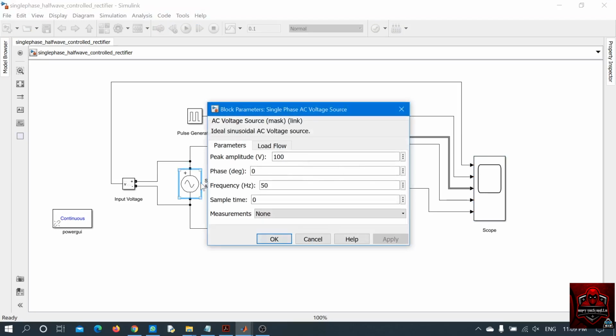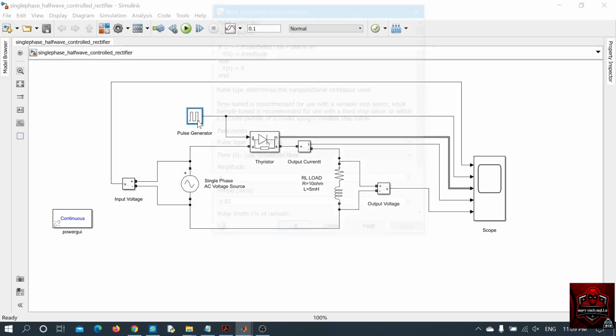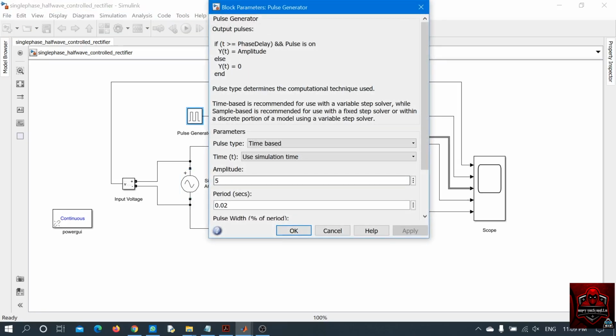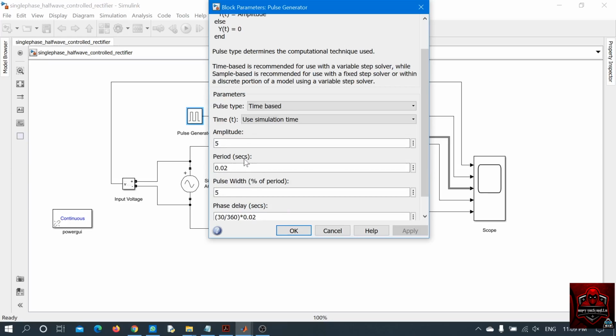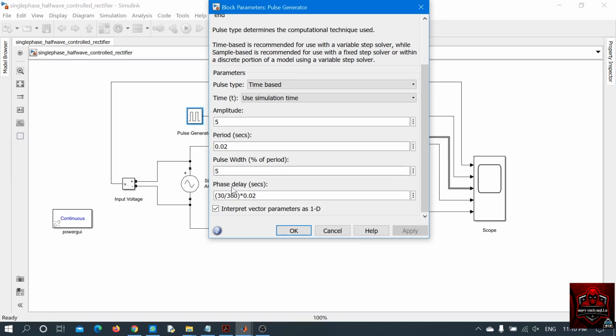Here I have taken the voltage amplitude as 100 volts and frequency 50 Hz. In the pulse generator I have taken amplitude 5 volts and period in seconds. We know time period T is equal to 1 by f. That's why 1 by 50 is equal to 0.02, so I have taken time period 0.02. For phase delay I want to delay the firing angle by 30 degrees, that's why 30 by 360 into our time period 0.02.